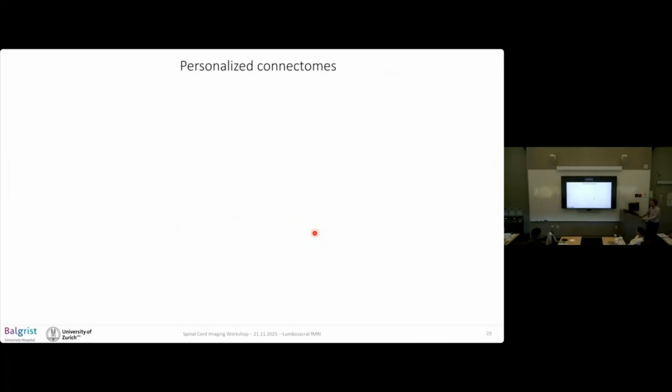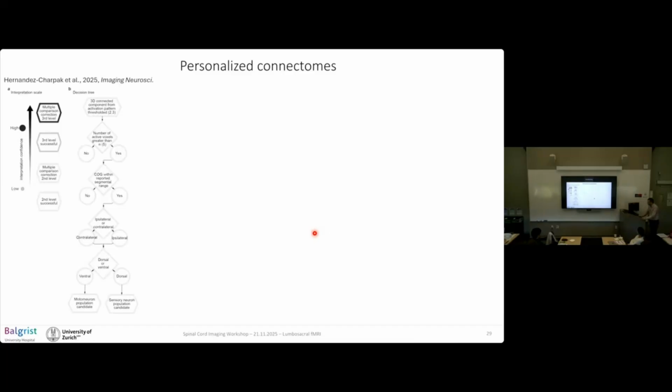They were also very interested in subject level results because of the motivation of the studies. Basically, they wanted to obtain personalized connectomes, so in each subject map the segments of the spinal cord that innervate specific muscles. Of course, it's very difficult on the single subject level.